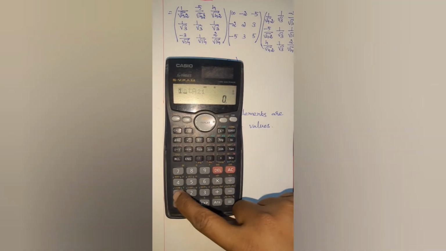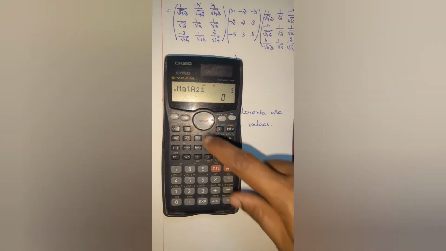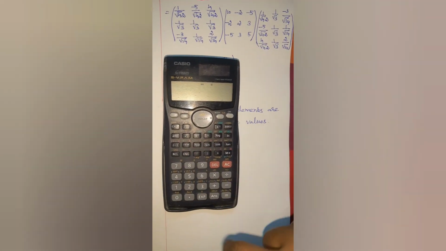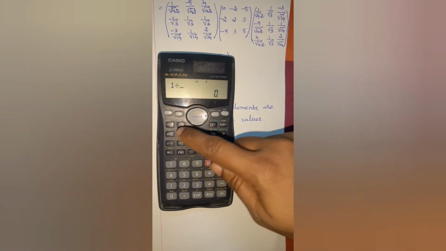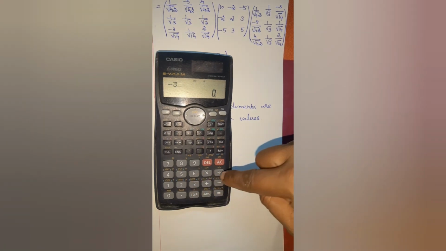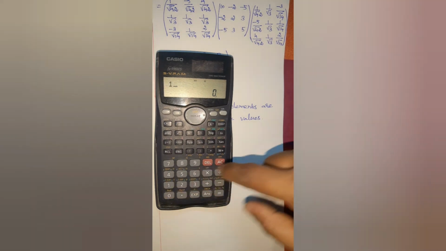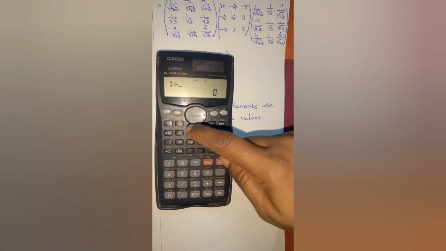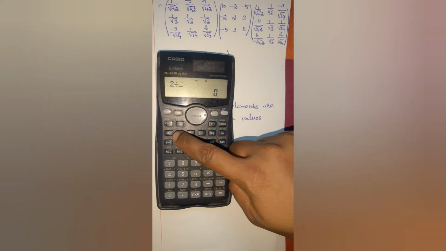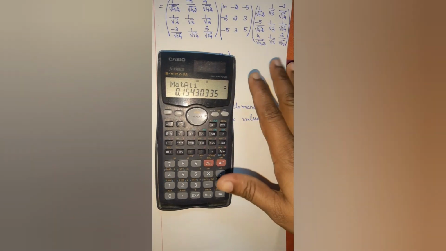Then second row: 1 divided by root 3, equal to, A22 is 1 divided by root 3, and A23 is 1 divided by root 3. Then third row: minus 3 divided by root 14, 1 divided by root 14, equal to, 2 divided by root 14, right? The first matrix entry is over.